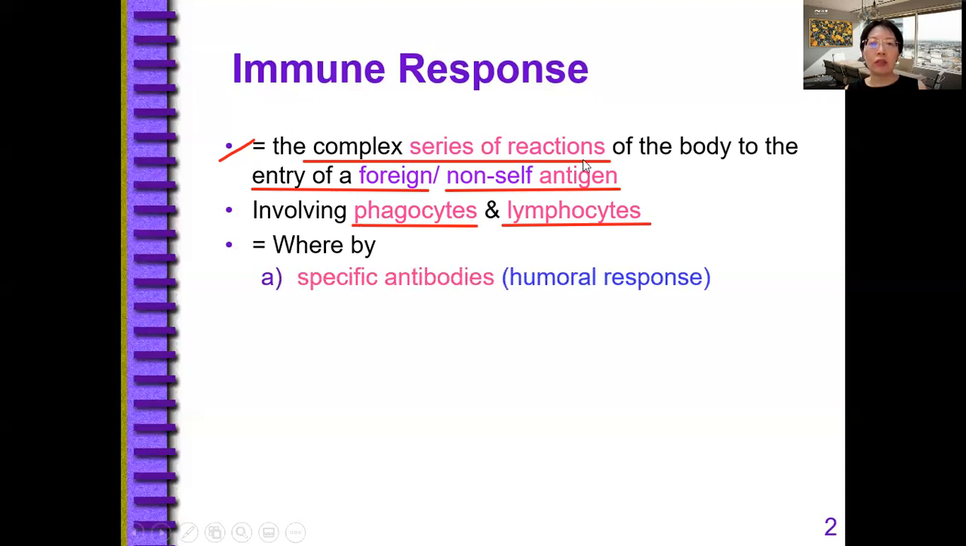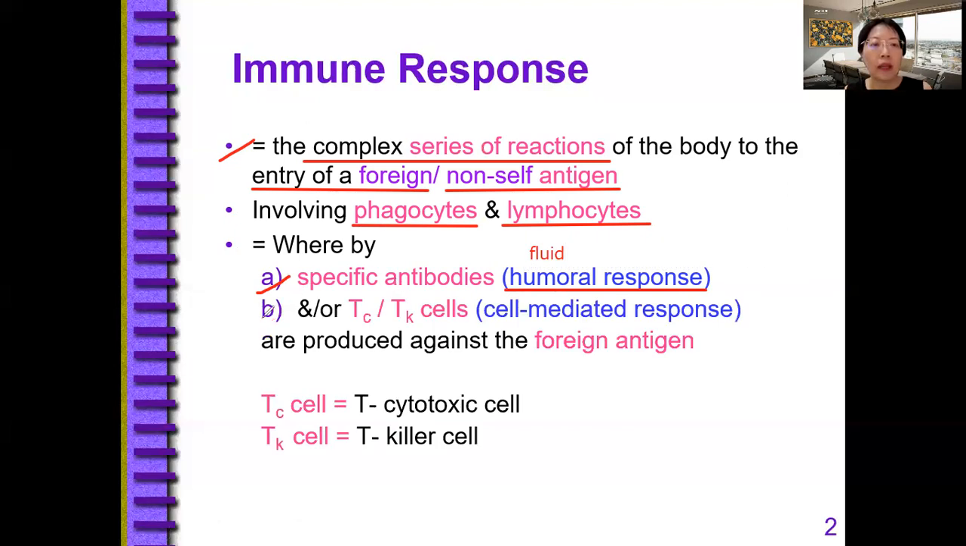So what kind of reactions? There are two possible types of reaction. A, it involves specific antibodies to be secreted. So this kind of immune response is called the humoral response. Okay, humoral response. Why humoral? Because humoral stands for liquid or fluid. So it is a liquid or the fluid, which is the antibody, that acts on the non-self antigen. So that's why it's called humoral response.